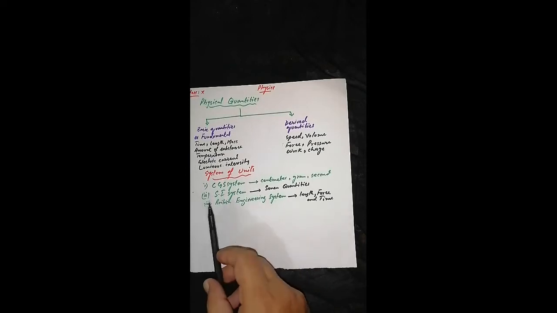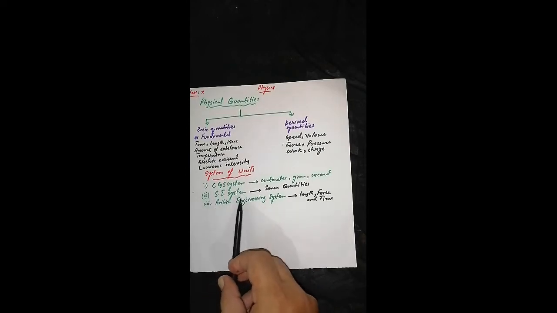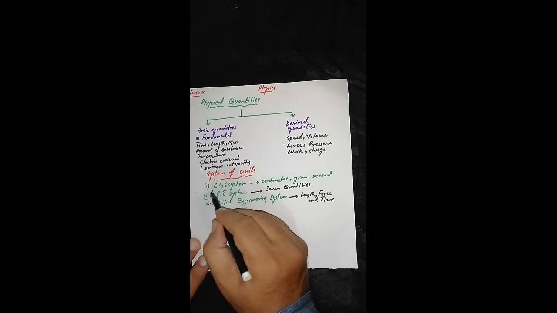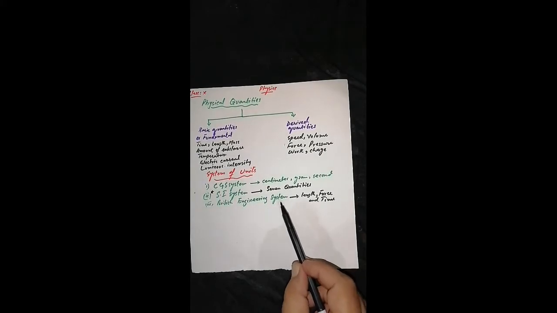So we define base units of the system. These are the three systems of units. Number one, CGS system. Number two, SI system. Number three, British Engineering system. These days, we are using the SI system, in which seven are the base quantities.